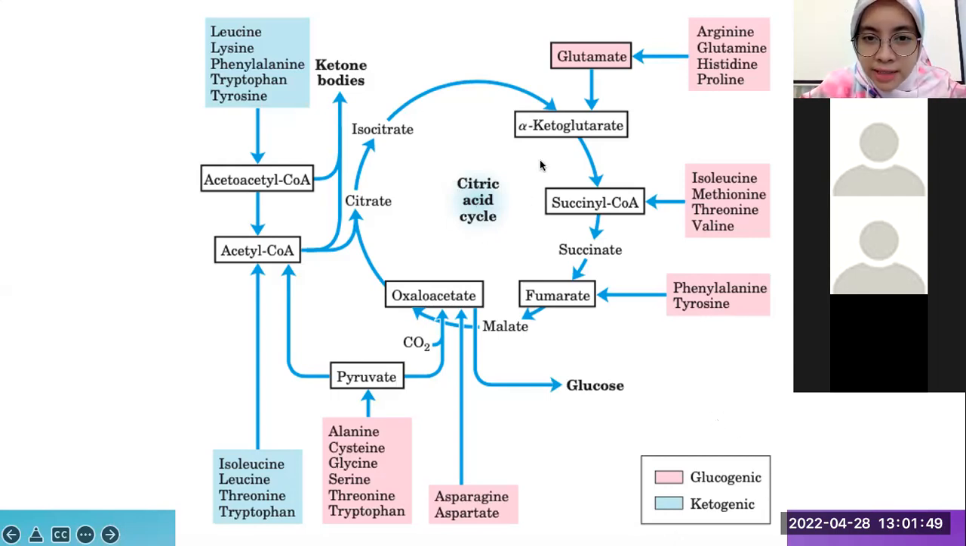So for example, in the citric acid cycle, we have alpha ketoglutarate, which can be formed from glutamate. And glutamate can be formed from arginine, glutamine, histidine, and proline. So these four are actually amino acids. Same goes for, for example, fumarate. Fumarate is an intermediate of the TCA cycle. Fumarate can be formed from phenylalanine and tyrosine. Same goes for oxaloacetate and so on. So this is to show you the interaction between protein and also carbohydrate metabolism.